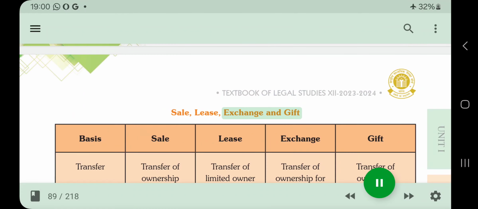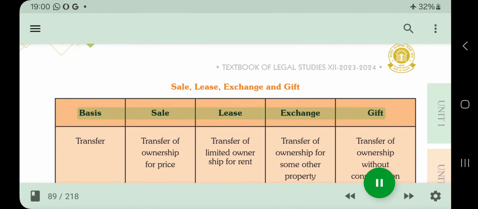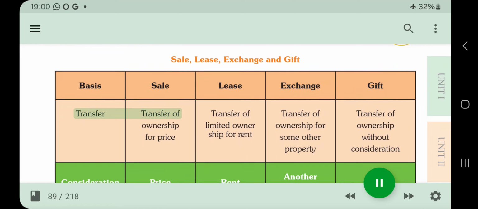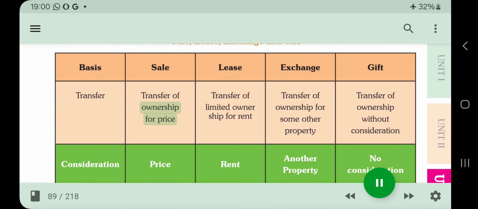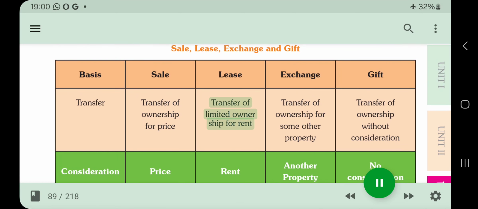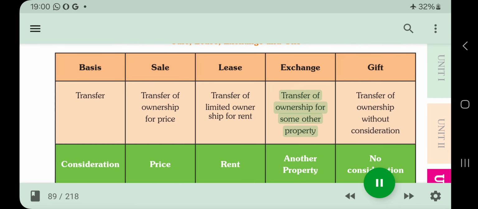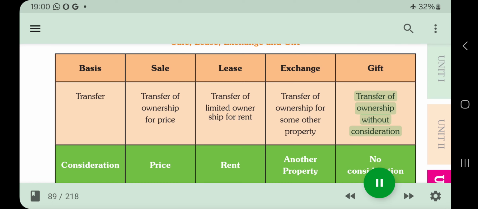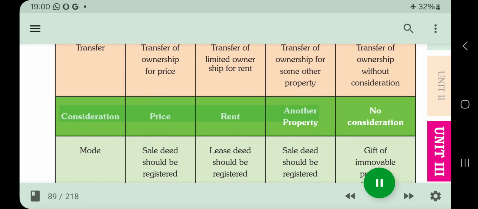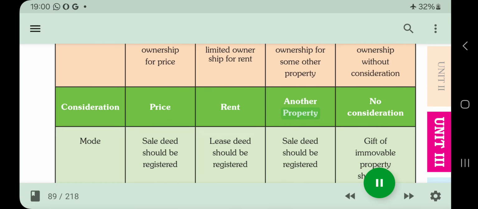Sale, lease, exchange and gift. Basis: sale, lease, exchange, gift. Transfer of ownership for price. Transfer of limited ownership for rent. Transfer of ownership for some other property. Transfer of ownership without consideration. Consideration: price, rent, another property.